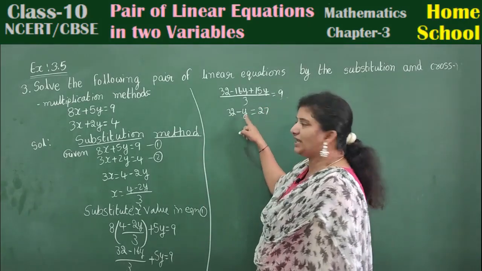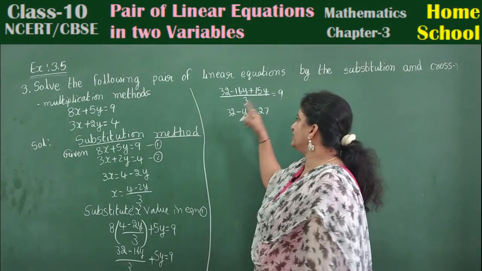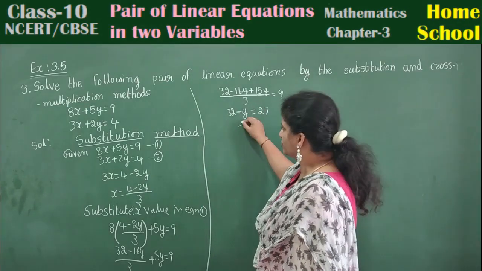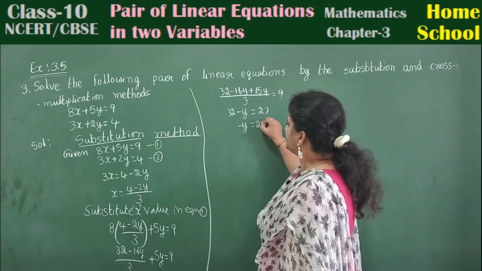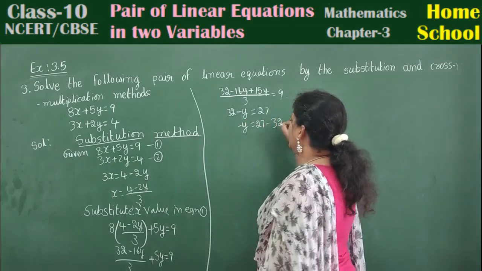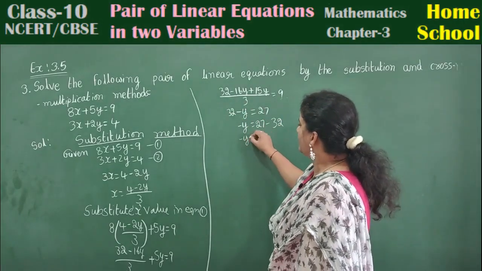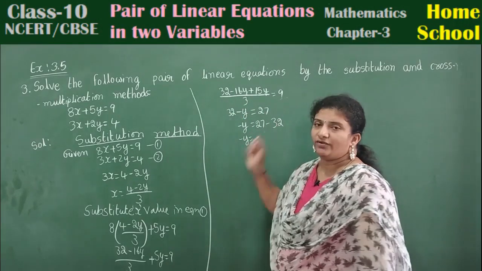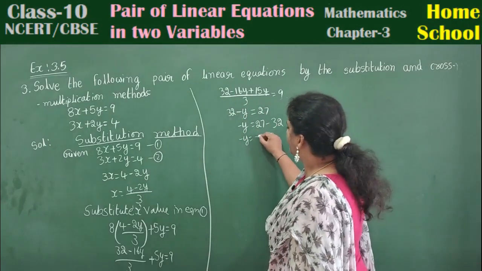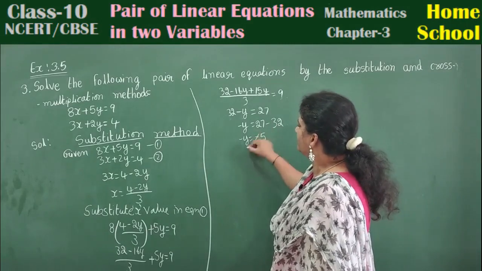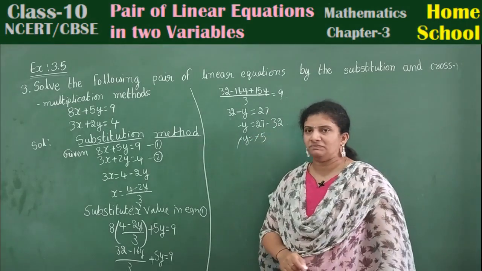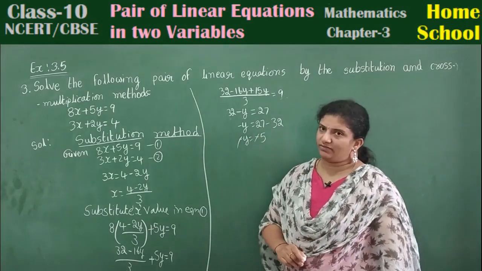This y having a negative value. Bring this y this side, or as it is also you can do. 27 minus 32. Transpose this 32 to this side, that will be minus 32. 27 minus 32 will be minus 5. Minus cancel. y is equal to 5.